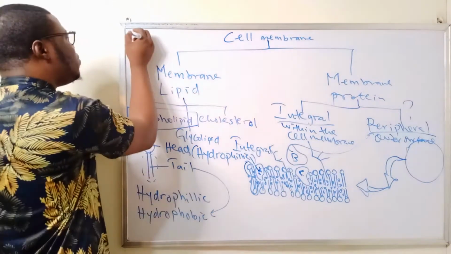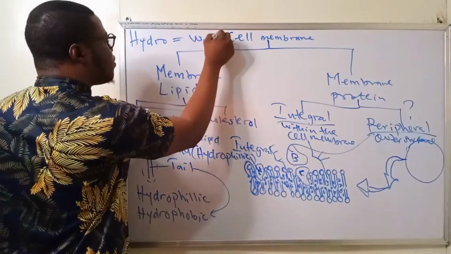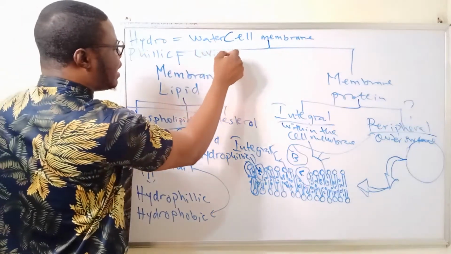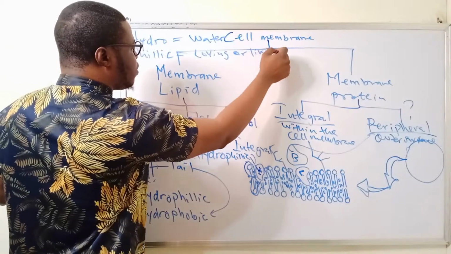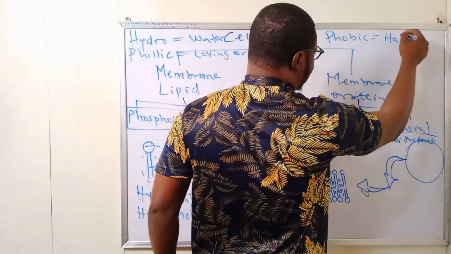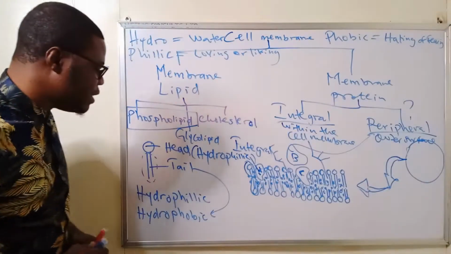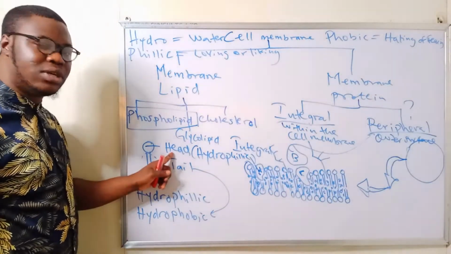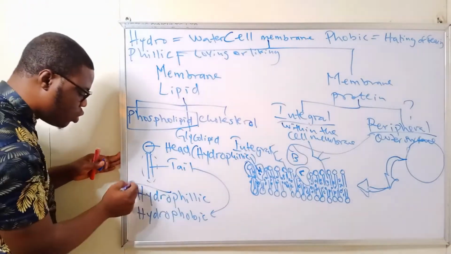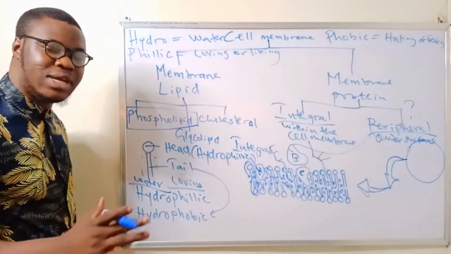Whenever you see the word hydro in anatomy, go and add this to the back of your anatomical terms. Hydro means water, and the word philic is from philia, and it means loving or liking. While the word phobic is from the word phobia, and it means hating or fearing. If they ask what is the characteristic of the head of phospholipid, it is hydrophilic, which means hydro, water, philic, loving. So the head is water loving, as simple as that.